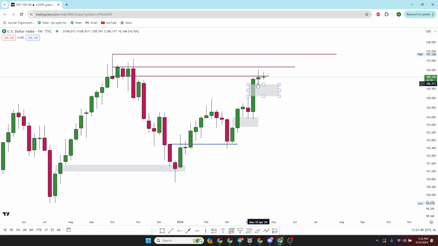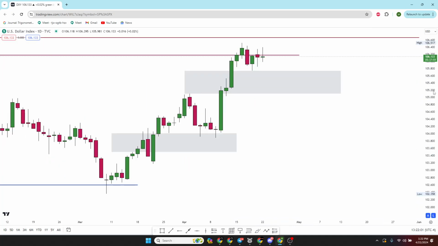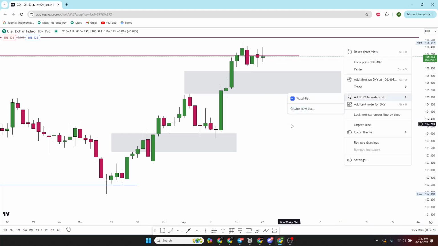Trade down into this fair value gap and then hopefully rally above these highs that I've been calling right since the beginning of the year. If this is going to be a market maker buy model, this can be another reaccumulation. So we're looking for a reaccumulation this week. Daily chart, let's go.